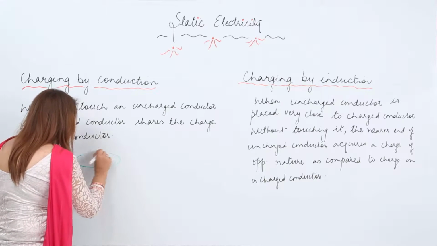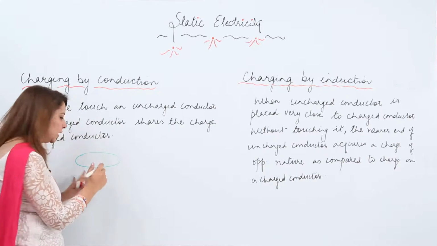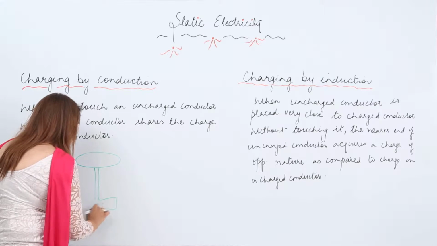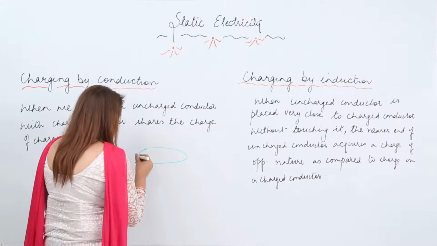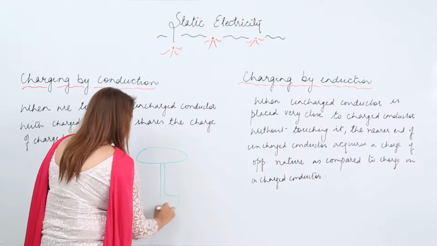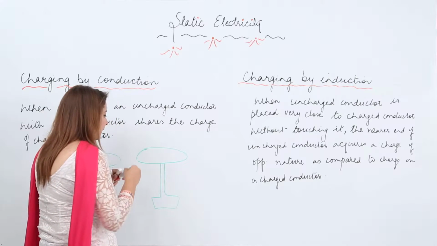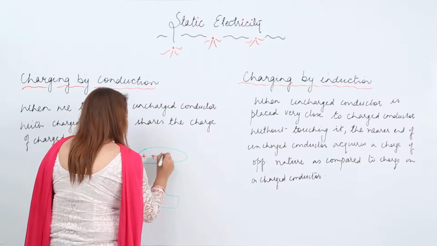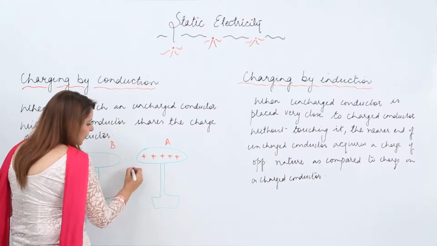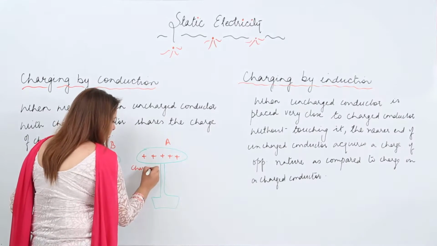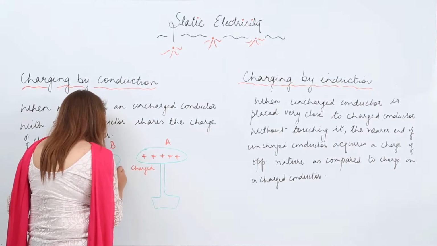Suppose we have one body which is uncharged, placed on a stand. We have another body which is charged, again placed on a stand. Let's say it has a positive charge. So this is my body A and this is my body B. As you can see, this is charged and this is uncharged.